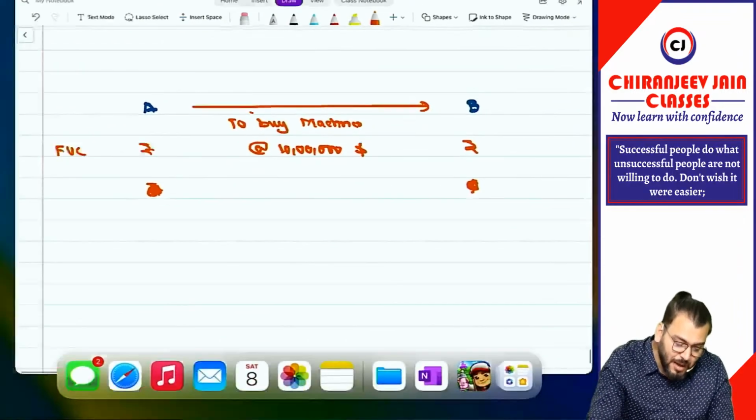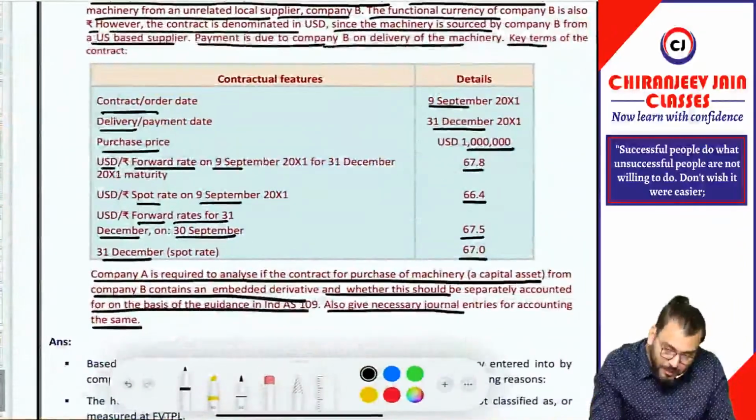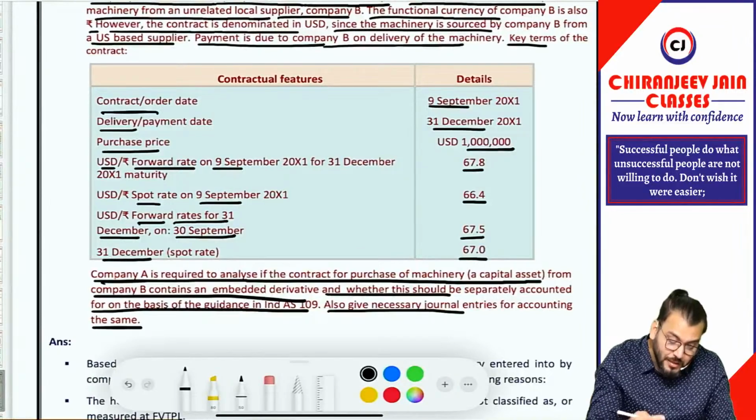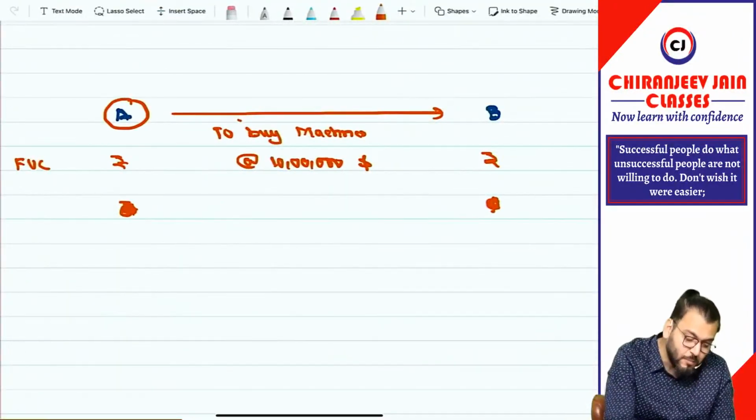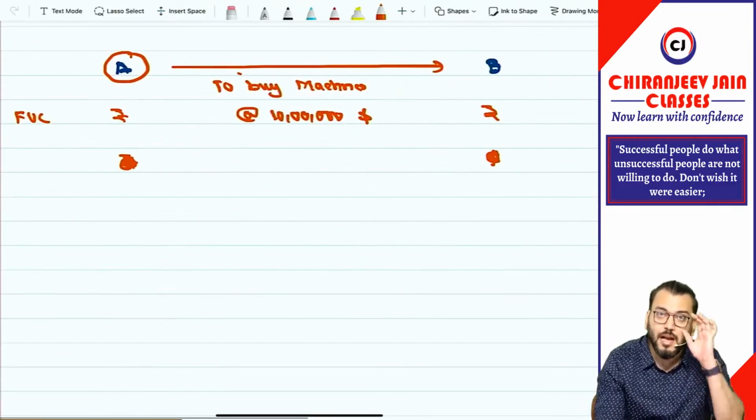Correct? Now they have asked from A's point of view or B's point of view, that we need to understand. They have asked from Company A's point of view, so we need to answer from A's point of view. Correct? Now are you able to understand?